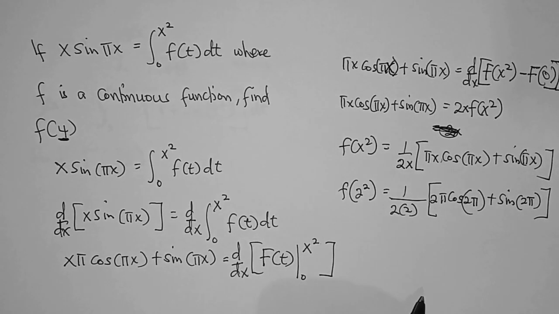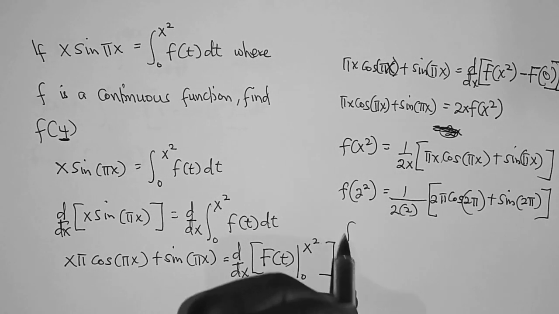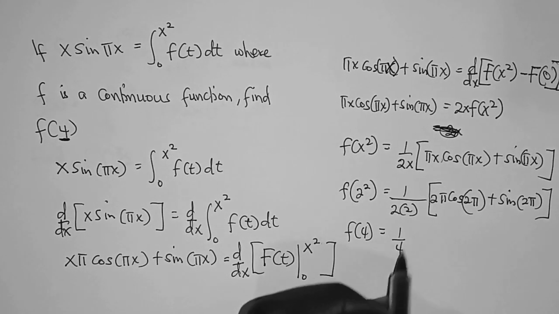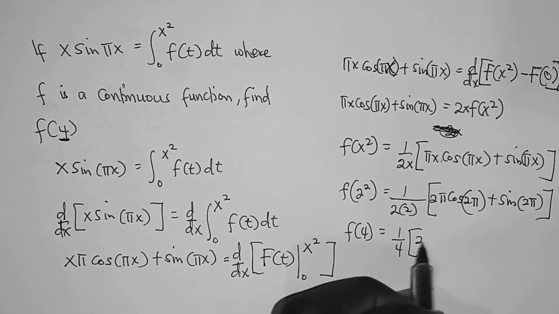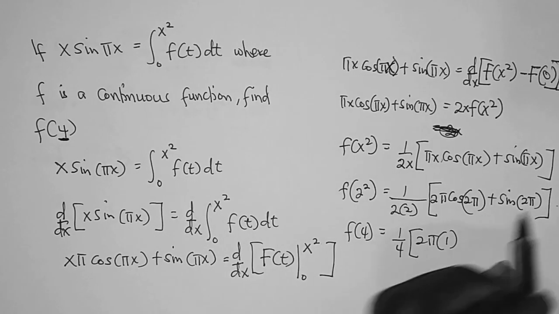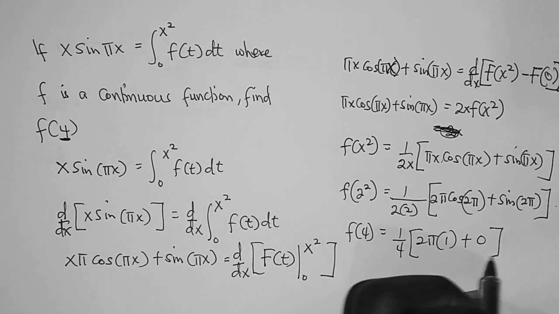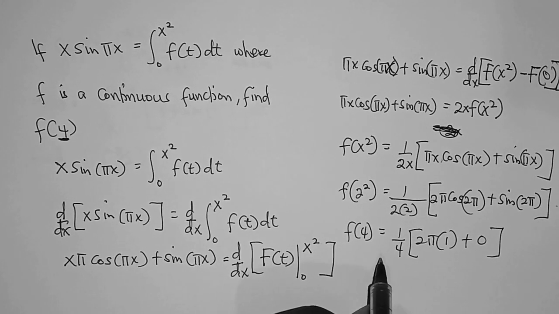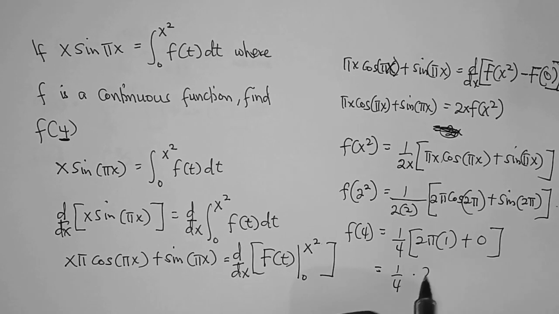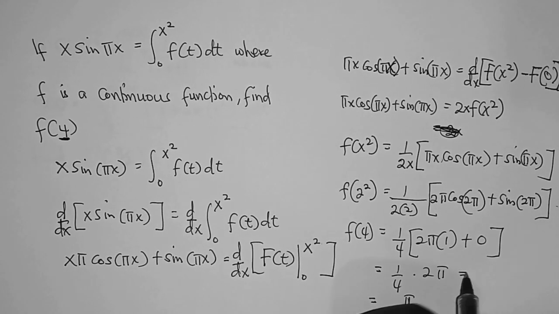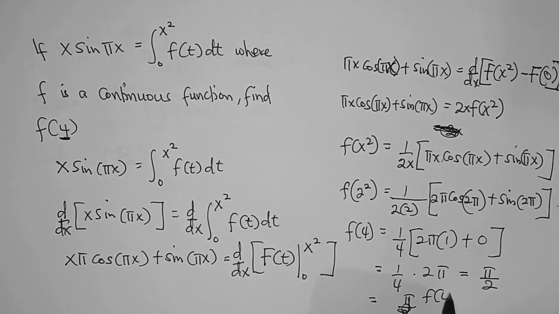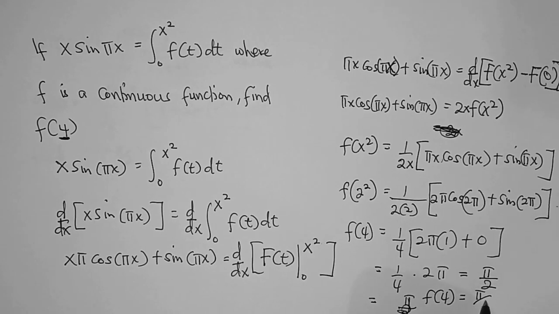bracket close. So f of 4 is equal to 1 over 2 times 2 is 1 over 4, then 2 pi. Now cos 2 pi is 1, then sine 2 pi is 0, so plus 0. So at the end of the day, we are going to get 1 over 4 times 2 pi, which is equal to pi over 2. And therefore, f of 4 is equal to pi over 2.